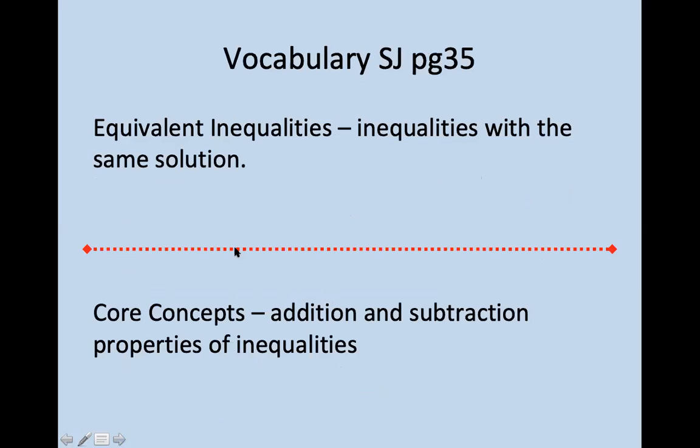You have a vocabulary term that you need to write down in your journal on page 35, so pause the video and write down the definition of equivalent inequalities. All right, we also have some core concepts today. Those are also in your journal. Addition and subtraction properties of equality. They're very much like addition, subtraction properties of equality, where as long as you do the same thing to both sides of an inequality, you don't change it, right? It keeps it balanced.